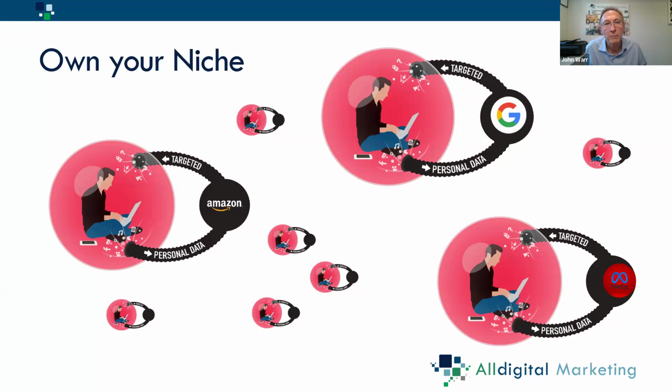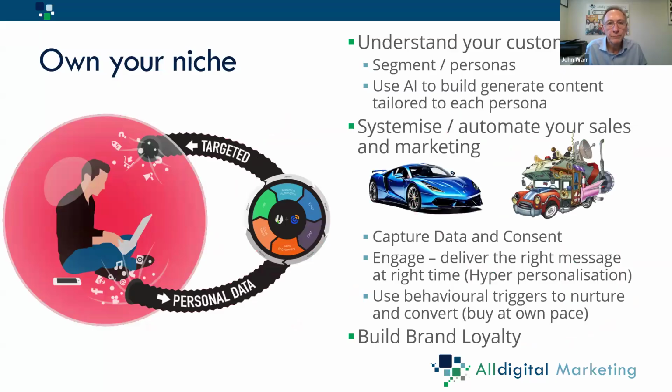The key now is that businesses need to start building their own areas. These companies are only interested in the big picture stuff. If you have a product or a service which allows you to stand out in your niche, in your area, then you need to build your own bubble. To build your own bubble: understand your customers, use AI, systemize and automate your sales process, capture data and consent, automate the entire journey from capture to conversion, and build your brand loyalty so customers stay and work with you and refer others.